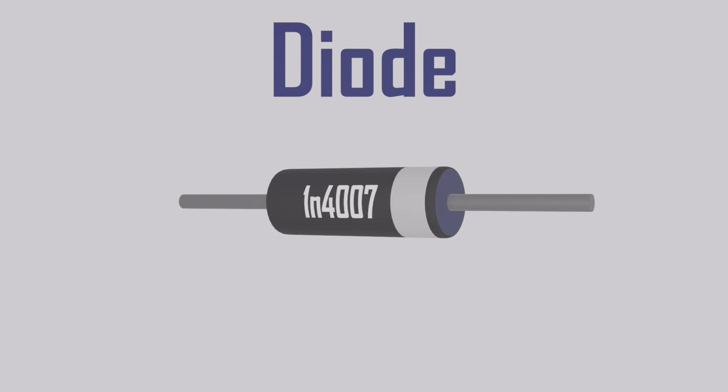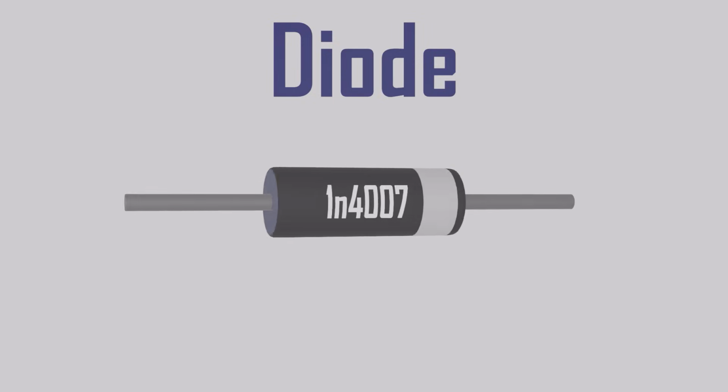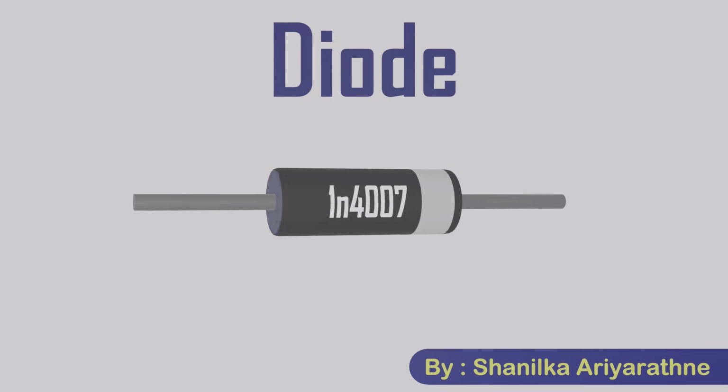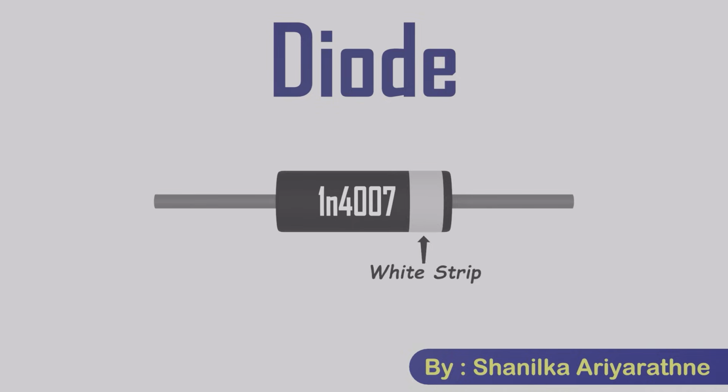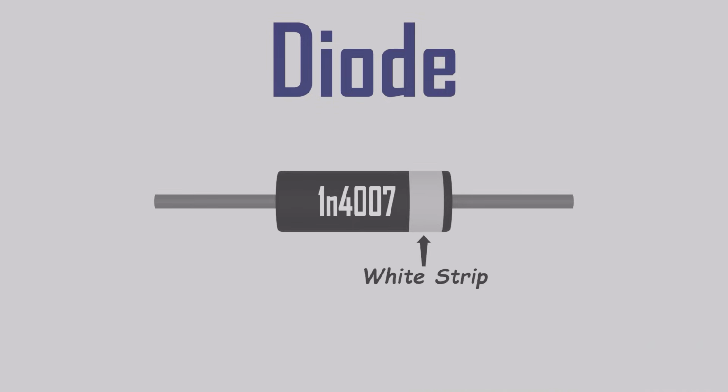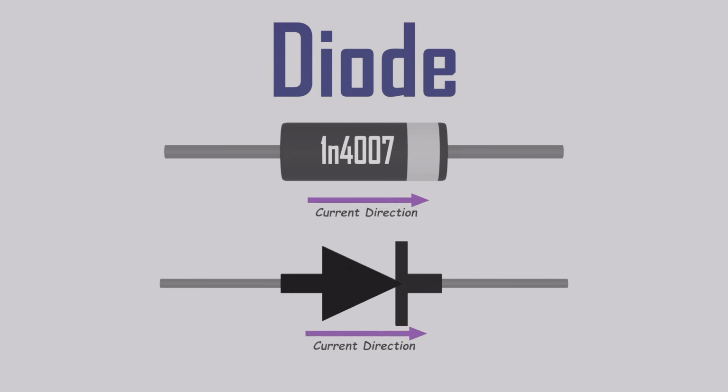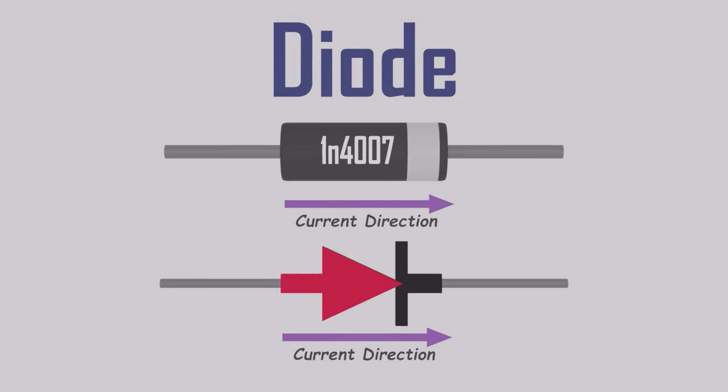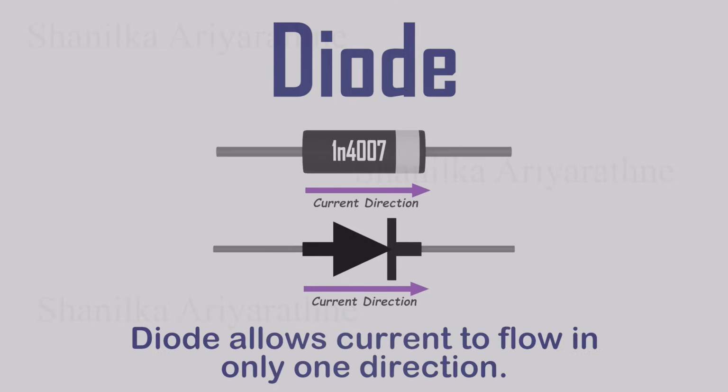A diode is a small two-terminal electronic component. You'll usually see it as a tiny black body with a white stripe on one end. Its schematic symbol shows the direction of conventional current flow. At its core, a diode works like a one-way valve for electricity.